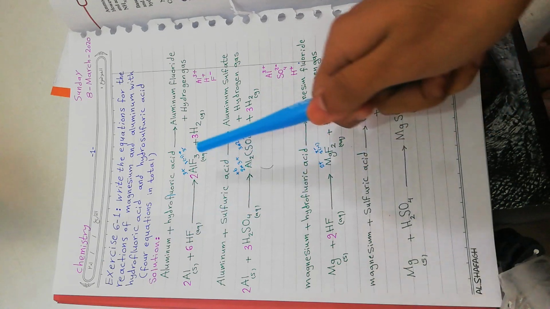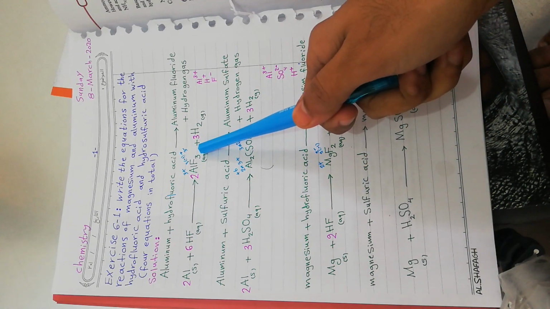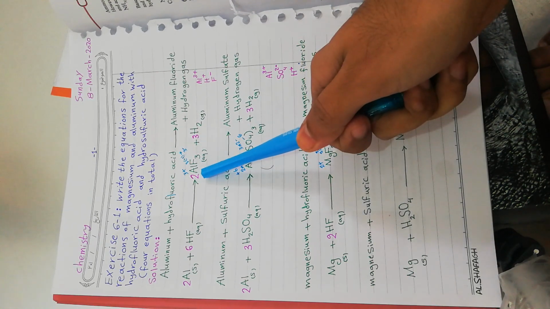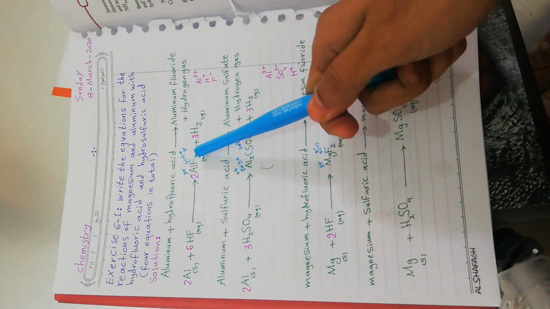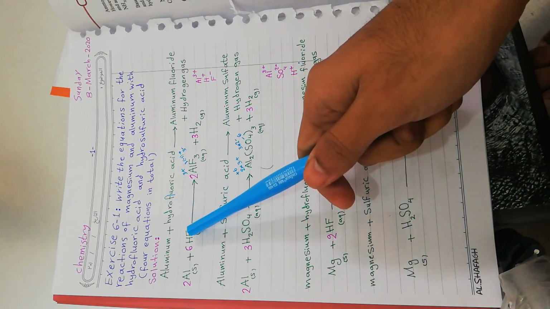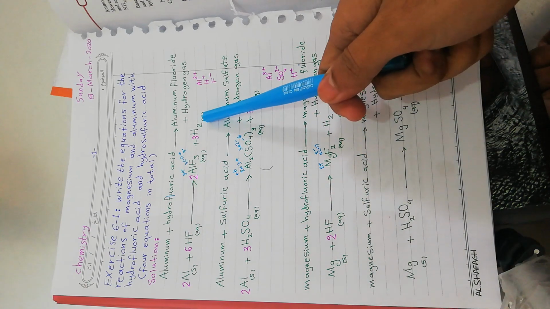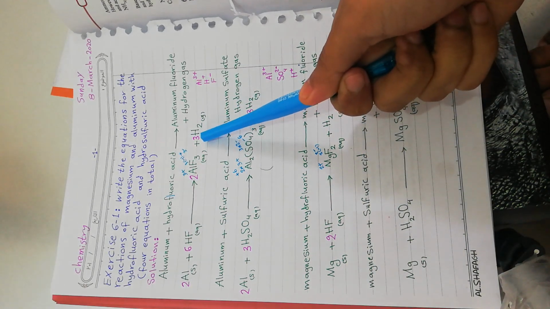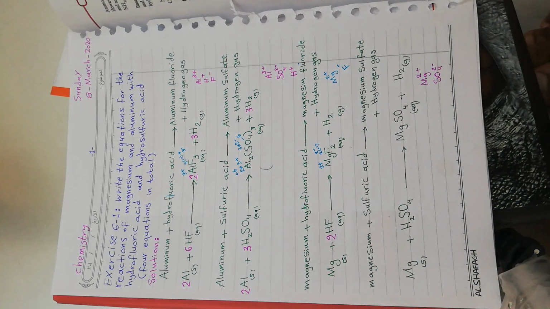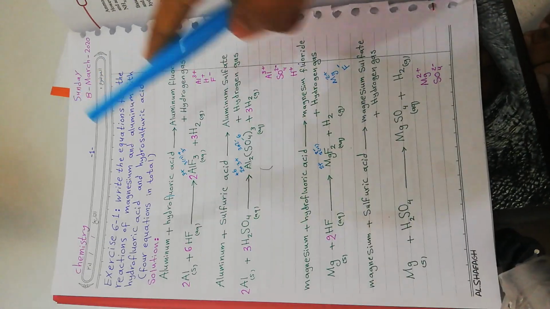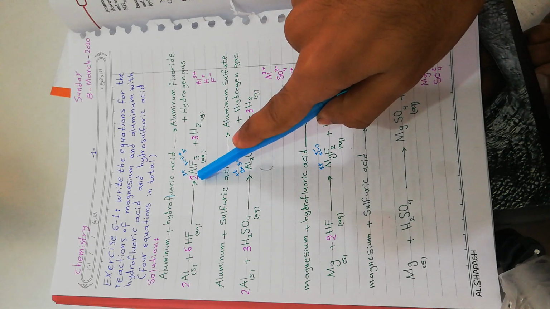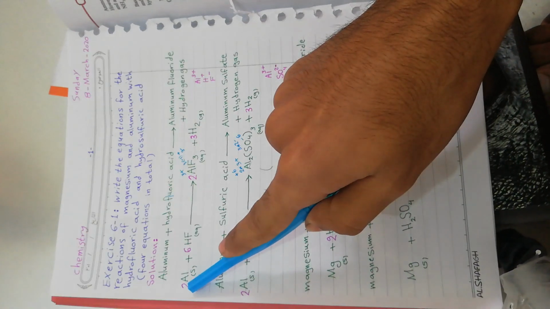How many fluoride here? 3. How can I make 3 into 6? By multiplying by 2. 3 multiplying by 2 equals 6. The fluoride is balanced. Second, how many hydrogen here? 2. How many hydrogen here? 6. How can I make 2 into 6? 2 multiplying by 3 equals 6. I finished from hydrogen. Finally, aluminum. How many aluminum here? 2. 1 multiplying by 2, 2 aluminum. And here 1, I will multiply it by 2.